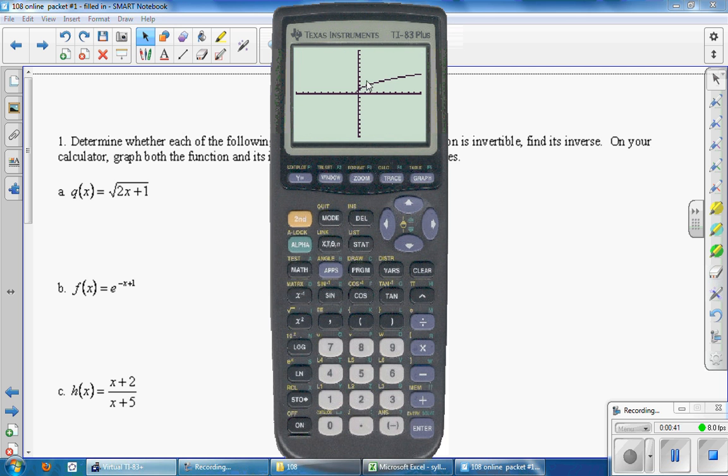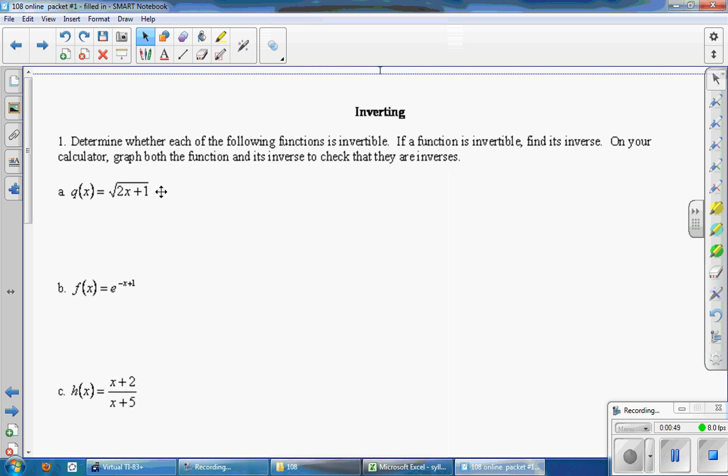So that looks an awful lot like the square root function. Does it pass the horizontal line test? Yes, it does, because no horizontal line hits the graph more than once. So yes, it's invertible, which means we can follow that procedure we talked about during the lesson for this class.